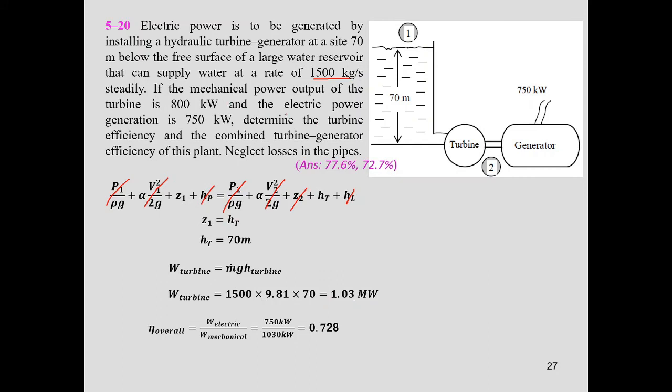It is given that the electrical power generation is 750 kilowatt. So you can get the overall efficiency: 750 over 1030, the overall efficiency is 0.728. And then for the turbine efficiency, the work from the turbine is 800 kilowatt given here, and the mechanical energy is 1030 kilowatt. So you got the efficiency of the turbine is 0.777.